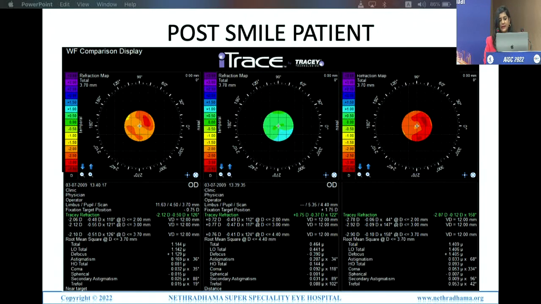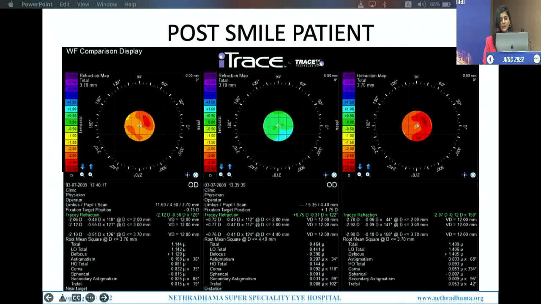Now speaking of SMILE, this is an example of a post-SMILE patient. Here, this is again another different display in iTrace. The central map that you see is a pre-op scan. The post-op 1 week scan. The scan on the left side is a post-op 1 month scan. So here you can see that there's something called Tracey refraction. This actually gives you a sort of AR reading. So here you can see it's just plus 0.7 and minus 0.5. But post-op 1 month, you can see that the sphere is increased to minus 2.